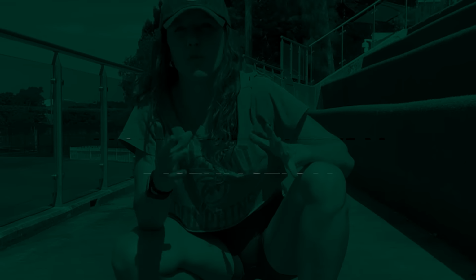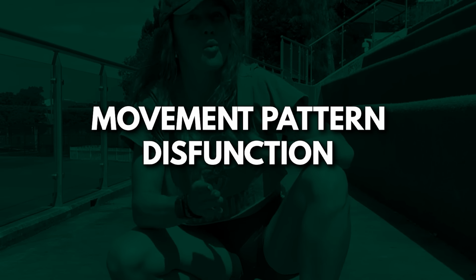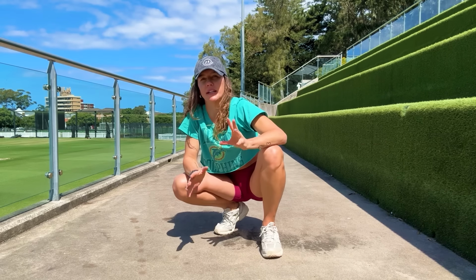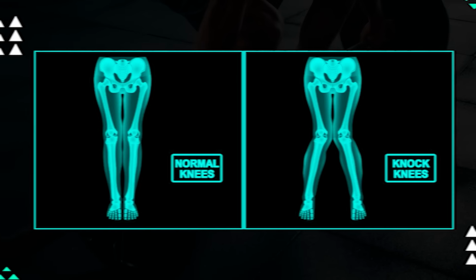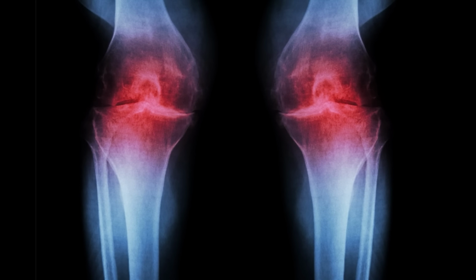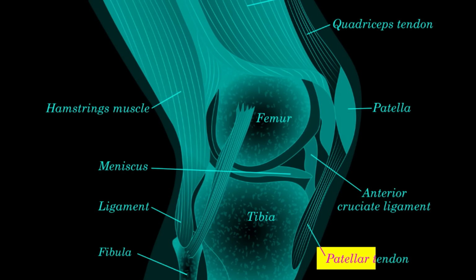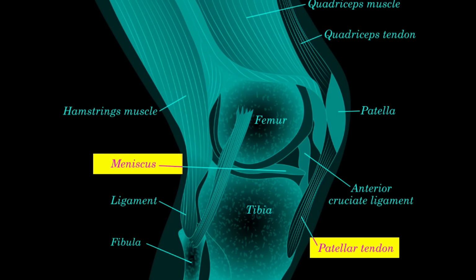Number 1 is movement pattern dysfunction. One of the primary drivers of knee pain is improper movement patterns, particularly during fundamental movements like squatting, lunging, running, or jumping. Faulty knee mechanics, such as the knees collapsing inward or excessive forward knee tracking, are often symptoms of poor motor control. Now, this results in uneven loading of the knee joint, which leads to increased stress on structures like the patella tendon, meniscus, or ligaments over time.